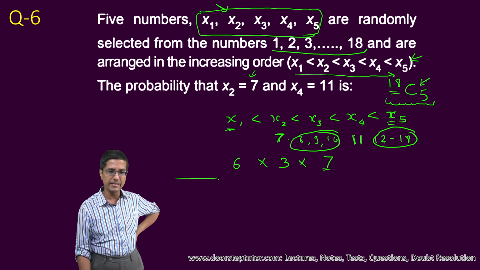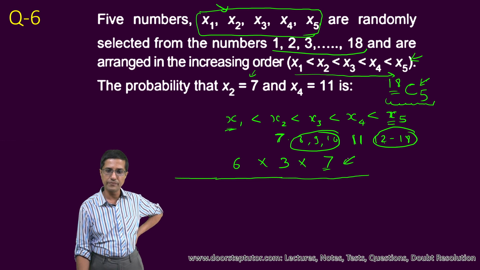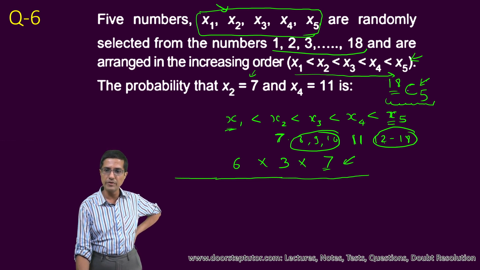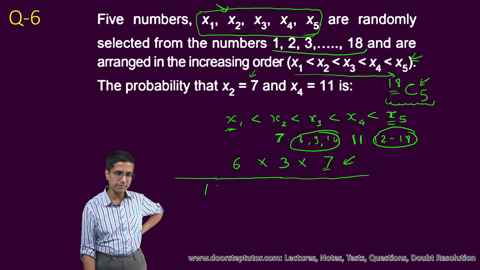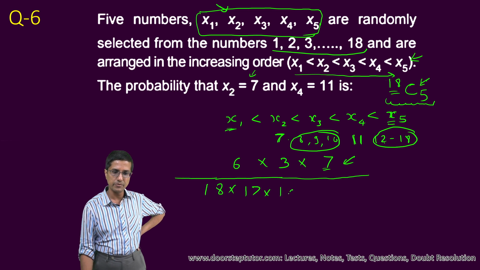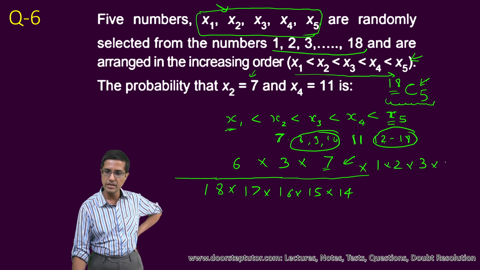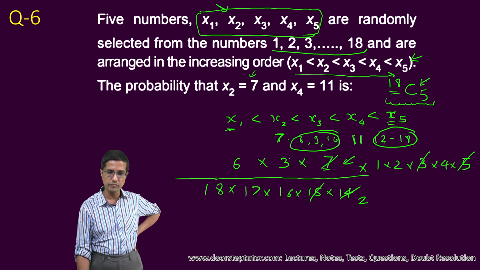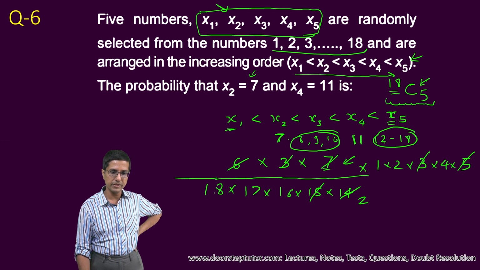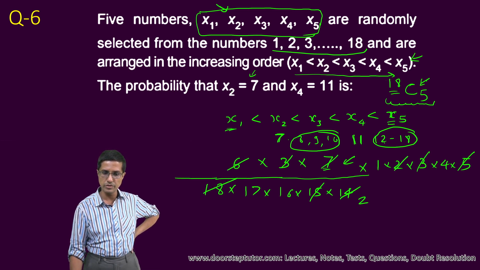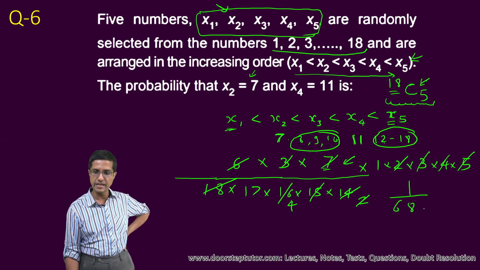This is my desired combination. This is my event probability, the event where x2 is 7 and x4 is 11, and my universe is 18C5. Now of course we can simplify 18C5. It is 18 into 17 into 16 into 15 into 14 in the numerator, and 1 into 2 into 3 into 4 into 5 in the denominator. 5 3s are 15, so 15 is gone. 7 2s are 14. And 6 3s are 18, so 6, 3 and this 18 cancel. So 2 is left, and this 2 is also cancelled. Now this 4 gets cancelled with this 4. So this becomes 1 by 17 into 4, which is 1 by 68. And that is our final answer.